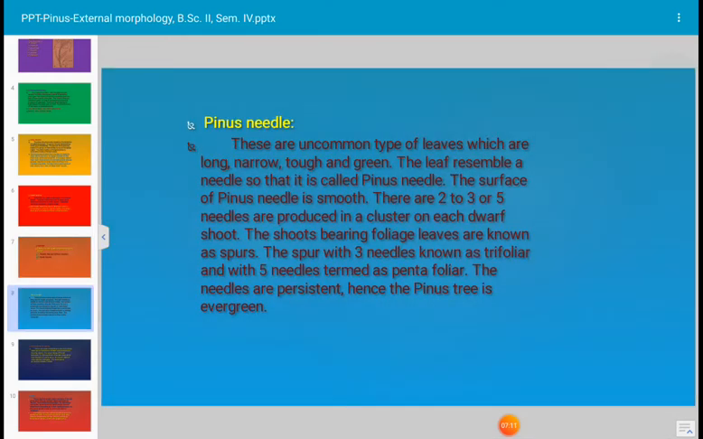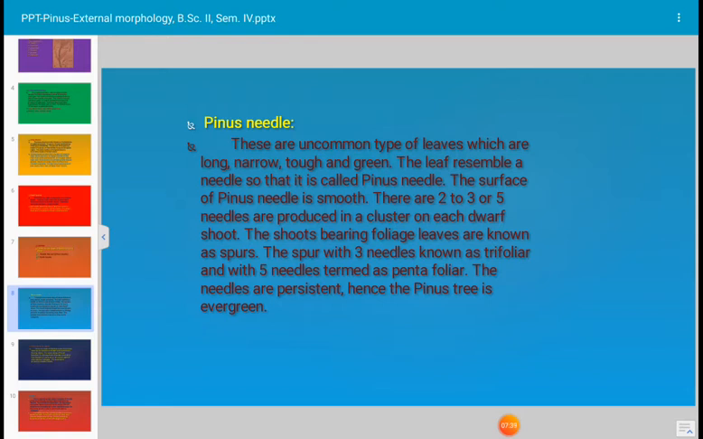These are an uncommon type of leaves. The shape of the leaf is like a needle. They are green in color. They are long, narrow, tough, and green in color. The leaf resembles a needle, so the leaf is also called pinus needle. The surface of the pinus needle is smooth.